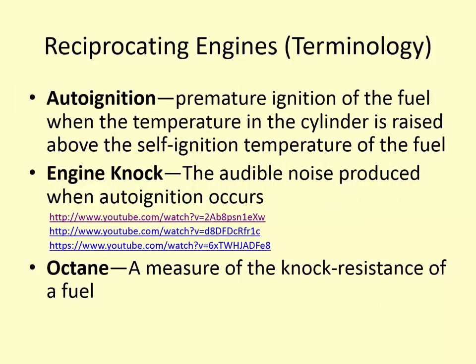Auto ignition is premature ignition of the fuel when the temperature in the cylinder is raised above the self-ignition temperature. We're going to talk today about two different types of ignition systems. One is spark ignition, and the other is auto ignition. So gas-powered vehicles depend upon spark plugs to ignite the air-fuel mixture.